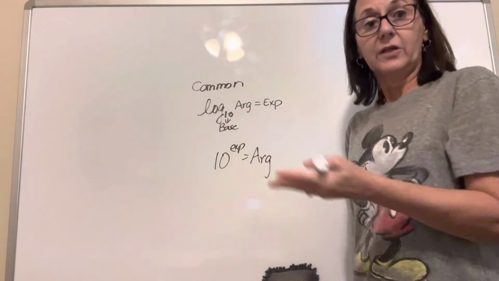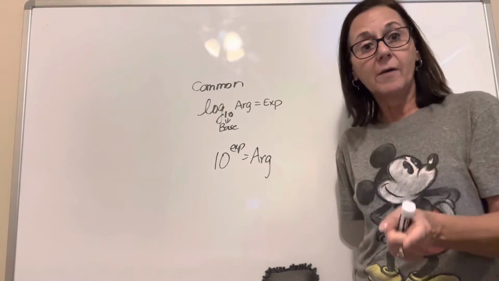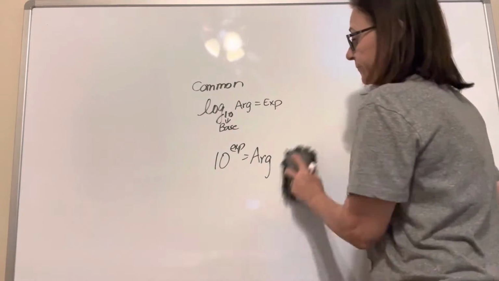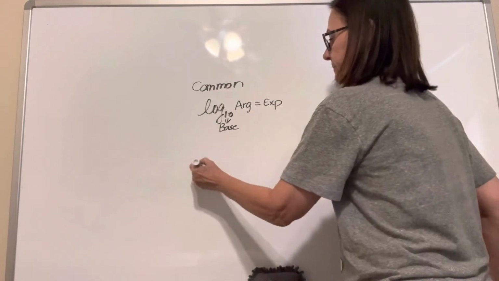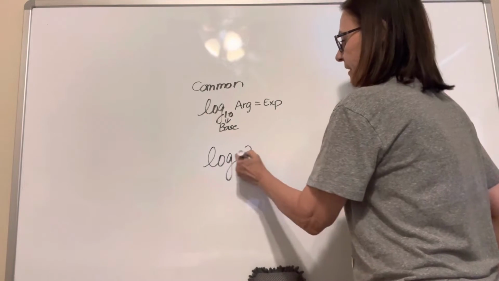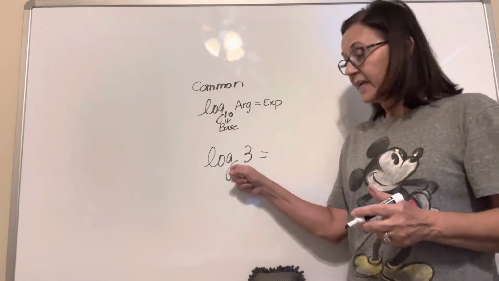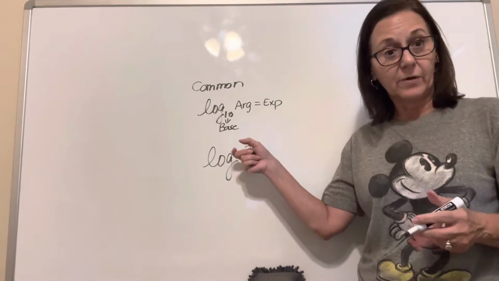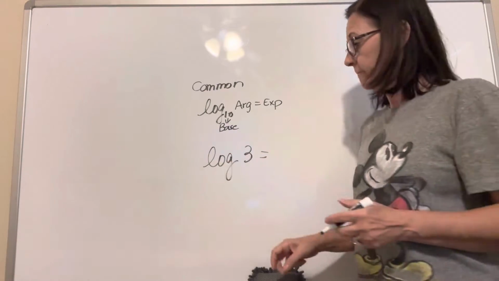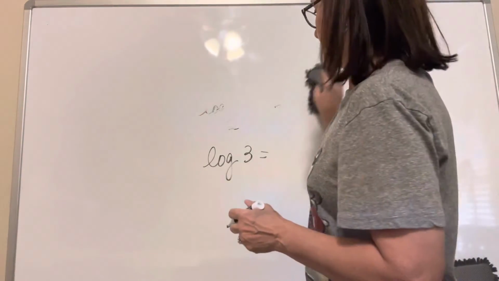Now, you know that we can use different bases, right? But your common base is a 10. So if you just see something like this, you're saying 10 raised to some power equals 3. That's your common base.